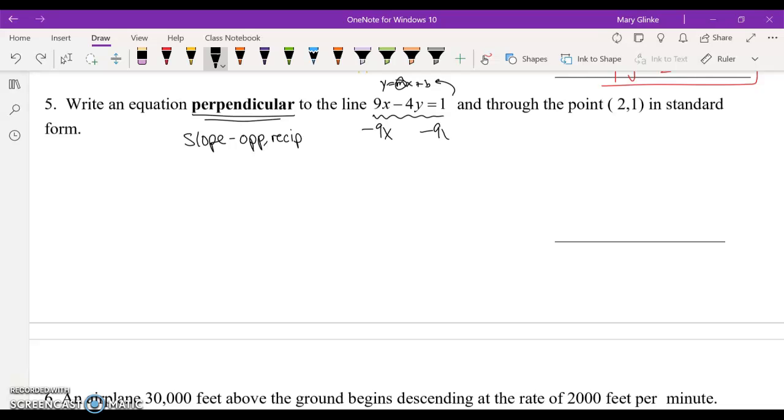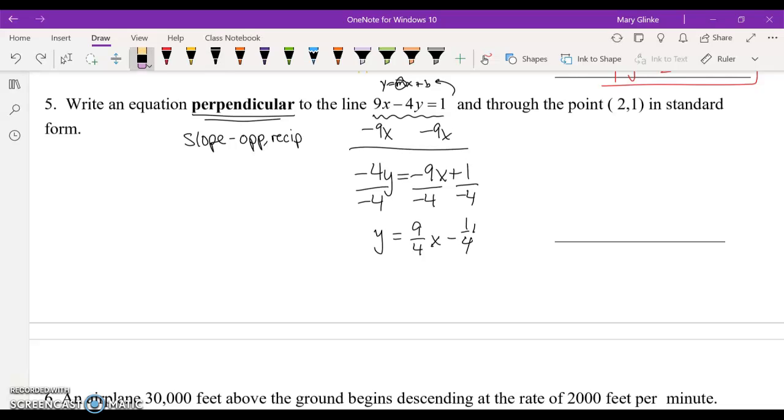So first I'm going to move my 9x to the other side. And then I'm going to divide everything by -4. And a negative divided by a negative becomes a positive. So even though my y-intercept is a weird fraction there, I still have a slope of this line being 9/4, which means for the slope of the perpendicular, I'm going to change it to a negative sign, and flip my fraction to become -4/9.